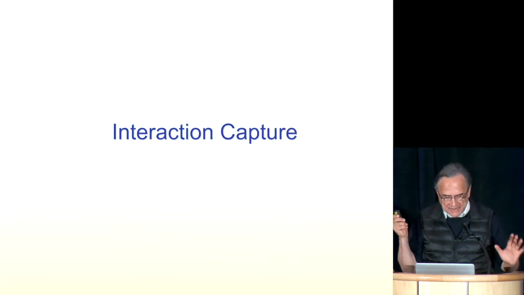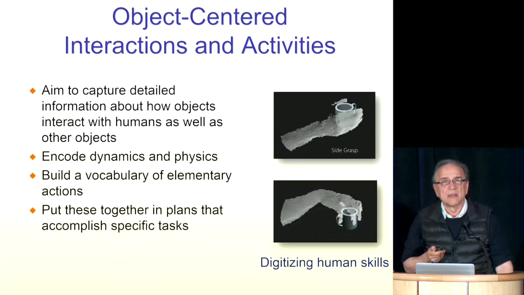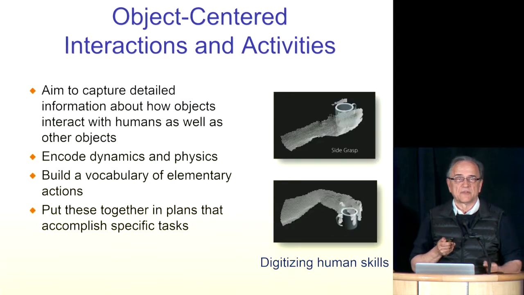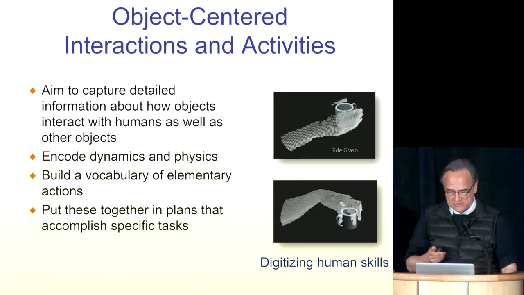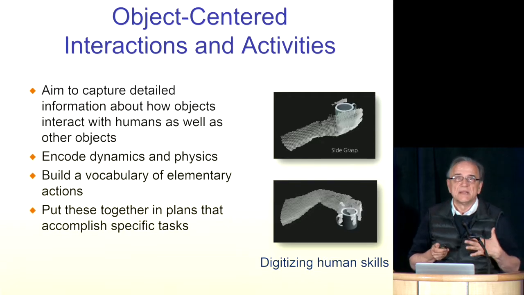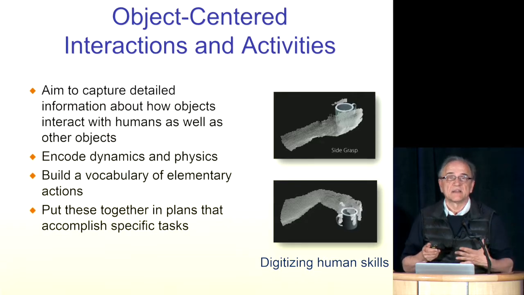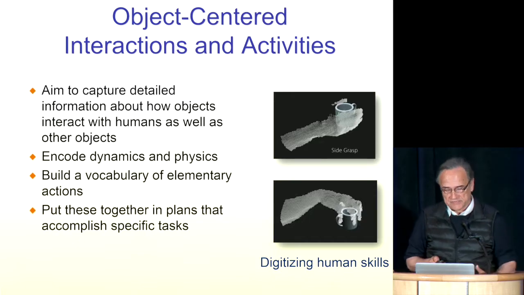So the very last thing that I just mentioned is that we're interested in capturing, as I mentioned, physical interactions between humans and objects, and capturing that in some detail. I mean, capturing the dynamics and the physics of the interaction, and ultimately using this to digitize human physical skills, so that they can be transported both to robots and to other humans.